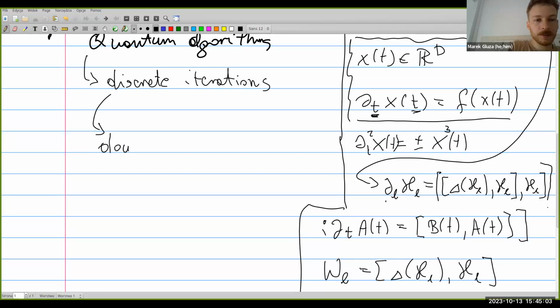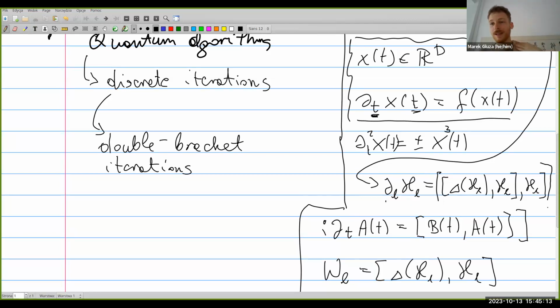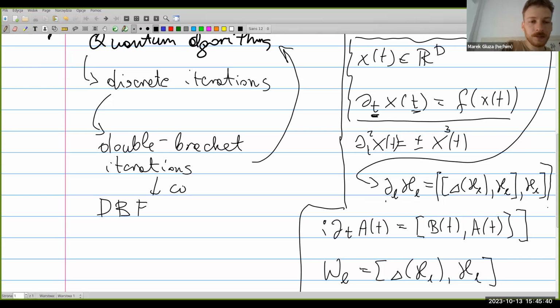But I would like to speak about double bracket iterations. And this is much, much simpler to understand. And you realize you don't need to know all those continuous flows. Those continuous flows are also not helpful for quantum computing in the sense that you would have a good way of implementing them. So those double bracket iterations are actually much more natural for quantum algorithms. That's why I want to skip there. But then you can see that the DBF, the double bracket flow, is a continuum limit. So the preceding literature you can view as the continuous limit of whatever we will discuss today.